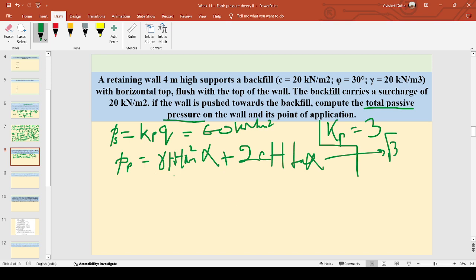So here, okay, for the pressure intensity, I will not write this equation at first.